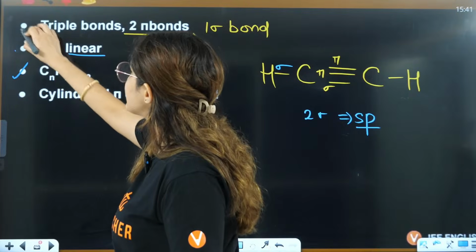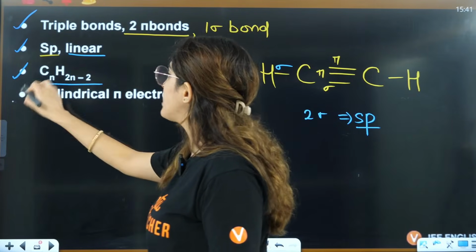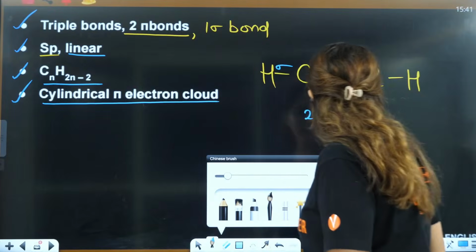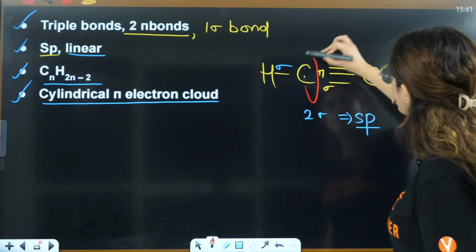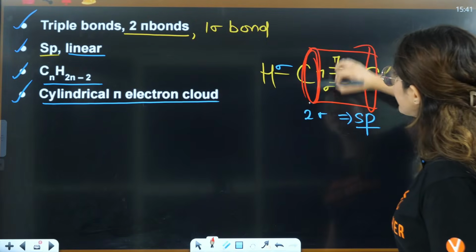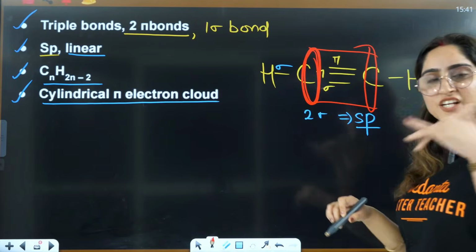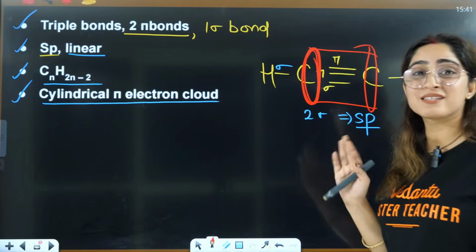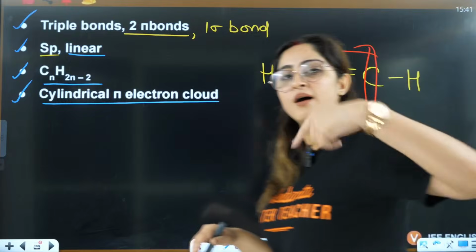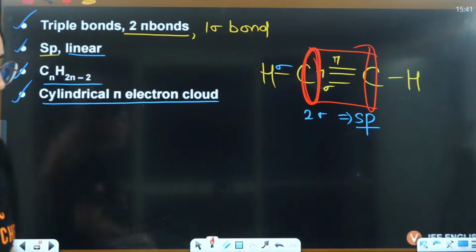The formula is CnH2n-2. It has a cylindrical pi electron cloud. That means this electron cloud here is like a cylinder. Why? Because the sideways overlapping is happening in 2 directions. That's why it is a cylindrical pi cloud, right?